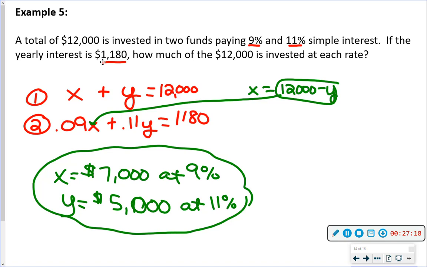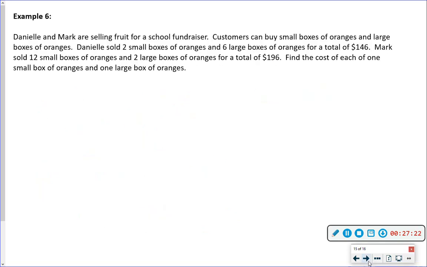All right, last word problem. Let's just set it up. Take a minute and read it. We'll start reading it aloud.